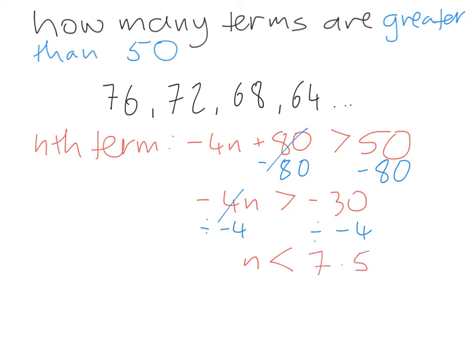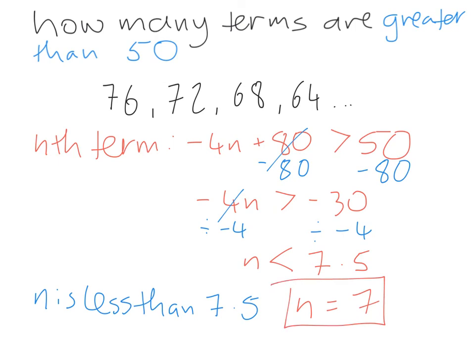So what does this mean in words? This means n is less than 7.5. And again, we have to have a positive whole number as our answer because there's no such thing as 7.5 terms. So the closest whole number that is less than 7.5 is 7. So n must be equal to 7. So there are 7 terms in this sequence that are greater than 50.